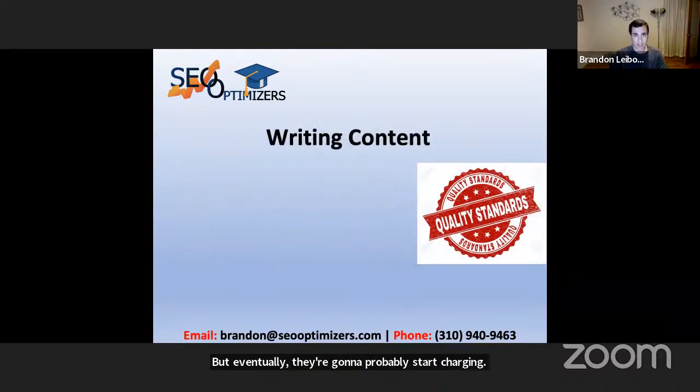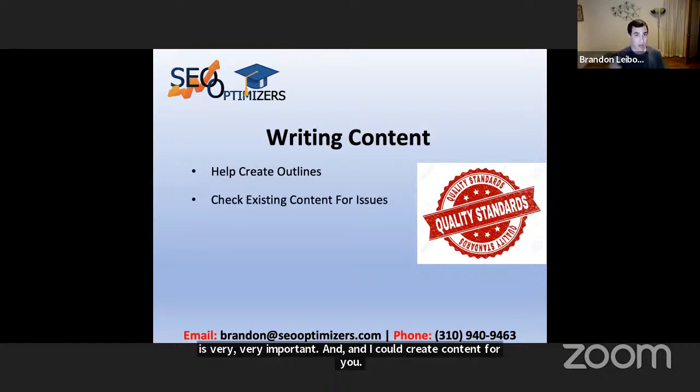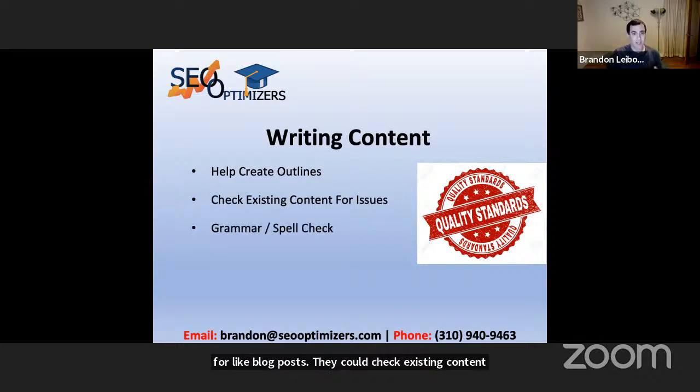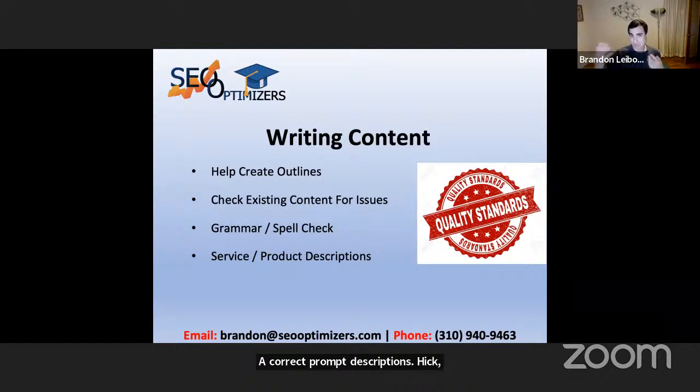And AI can do a lot of things. One thing that probably everyone has been talking about right now is content creation. Like I've been talking about this whole time, content is very, very important. And AI could create content for you. It could create outlines. It could give you topic ideas for blog posts. It could check existing content for spelling or grammar issues. It could write product descriptions. It could write service-based descriptions. So if you're a plumber, it could write content for your plumbing website. If you're selling car parts, it could write product descriptions for those car parts. It's really, really powerful. But let me show you how it looks.